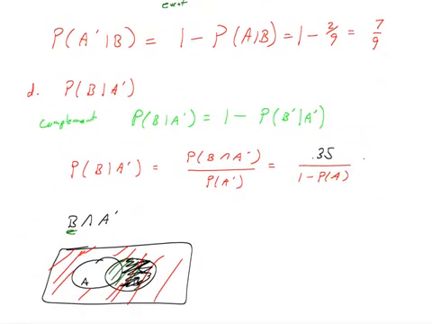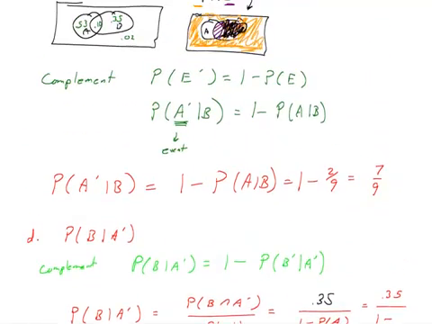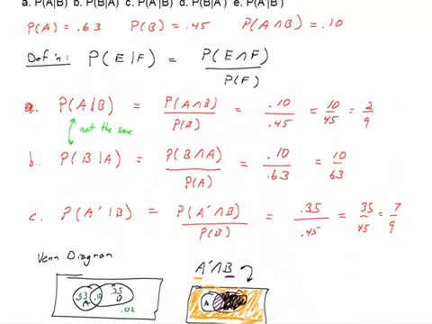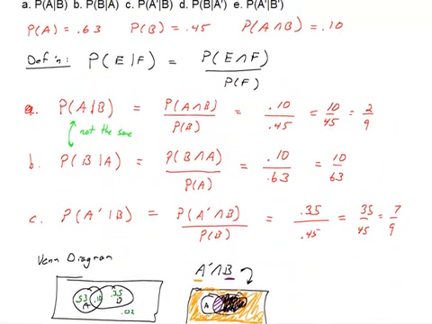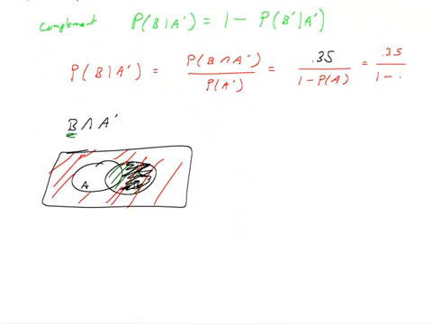The denominator, we said, just use the probability of A. Probability of A, sorry for the scrolling, but probability of A here was 0.63. So I have 1 minus 0.63 in the denominator. So my probability of B given A complement is 0.35 over 0.37, 35/37.